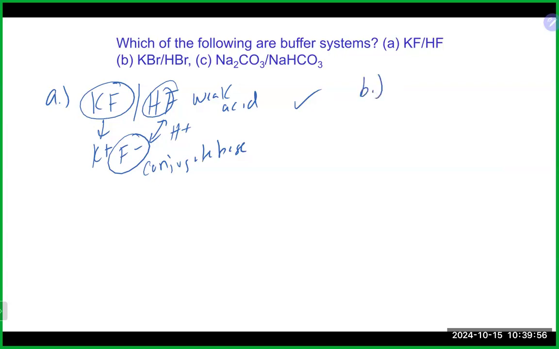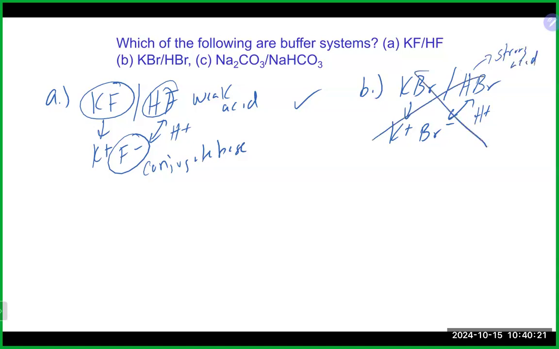Now, if we look at B, we have KBr, which is a salt, and HBr, which is an acid. Again, that's K plus and Br minus, that's a salt. These two are related to each other. The only difference really is an H plus. Is this a buffer, though? HBr is what type of acid? It is a strong acid, right? That automatically eliminates its possibility because it will not be able to set up that equilibrium, so it will not be a buffer.